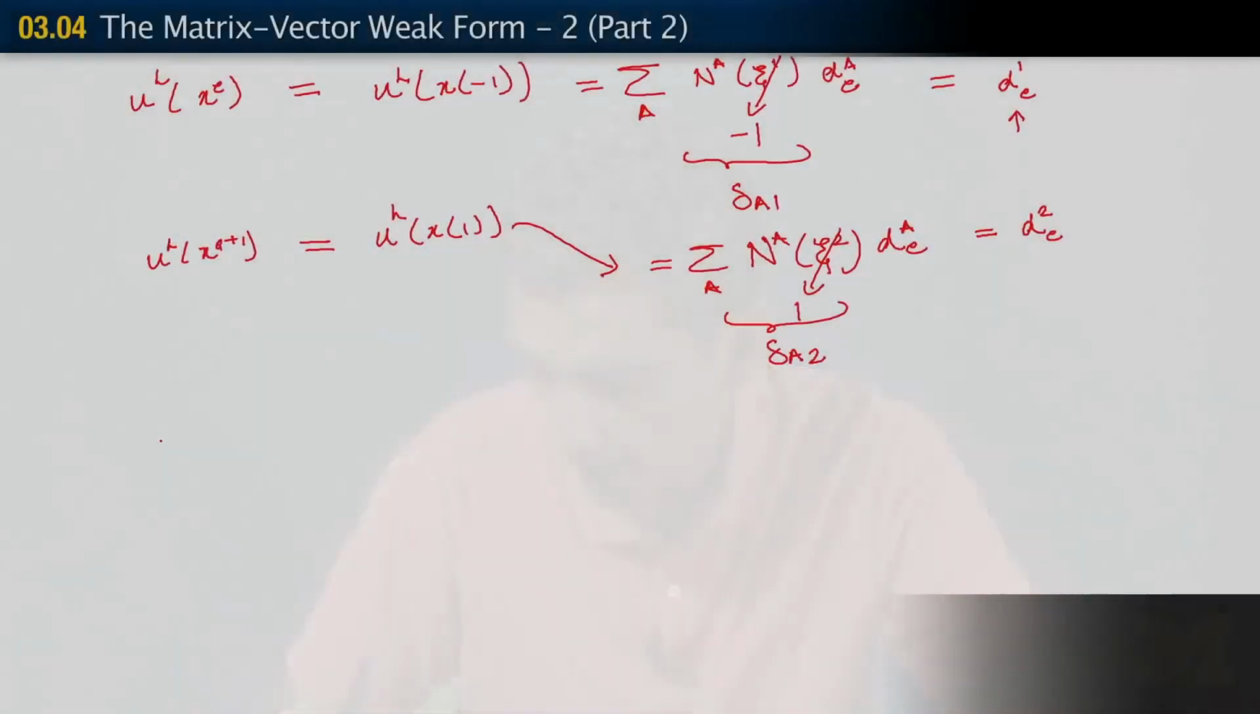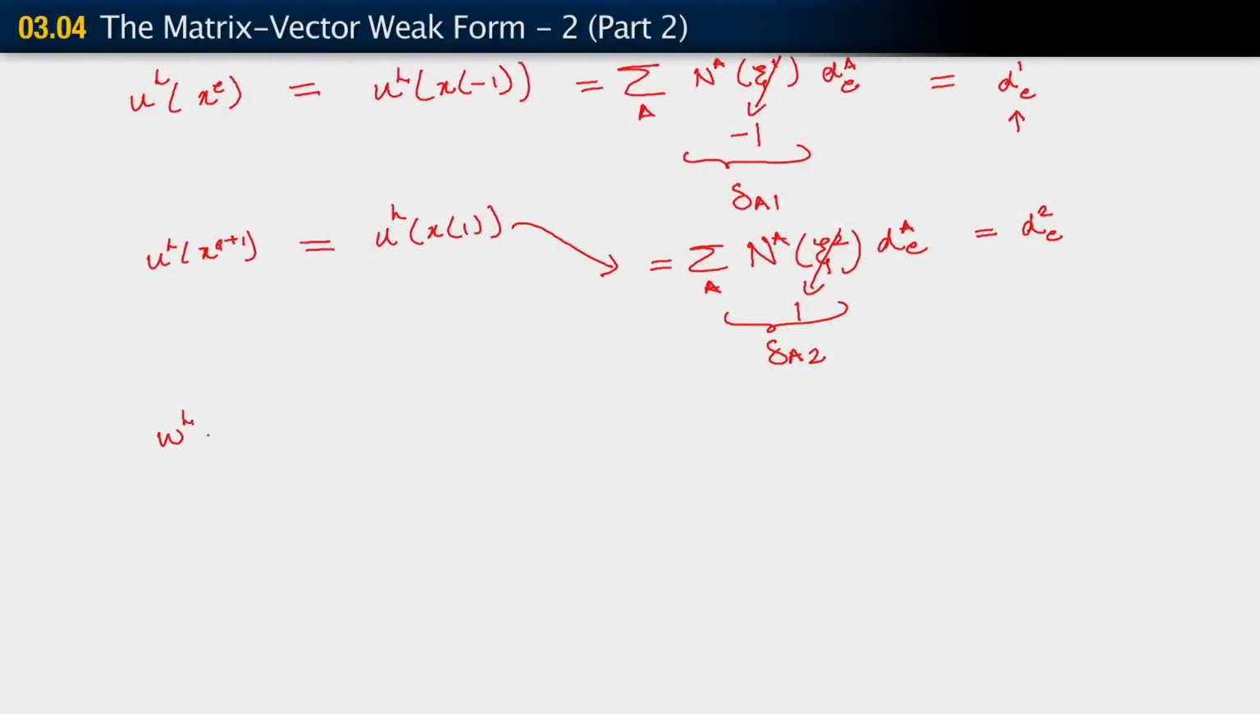And the same thing, by the way, happens for w^h as well. I won't go through the details, but w^h evaluated at x^e is equal to c_1^e, and w^h evaluated at x^(e+1) equals c_2^e.